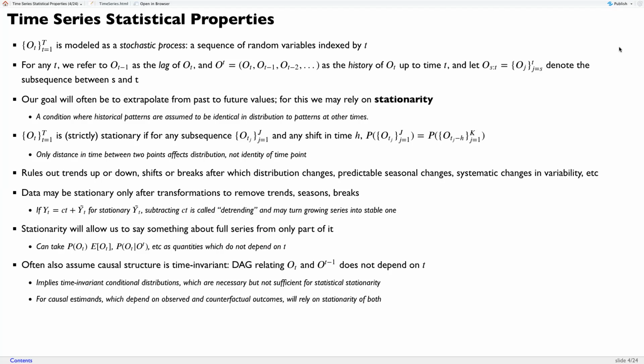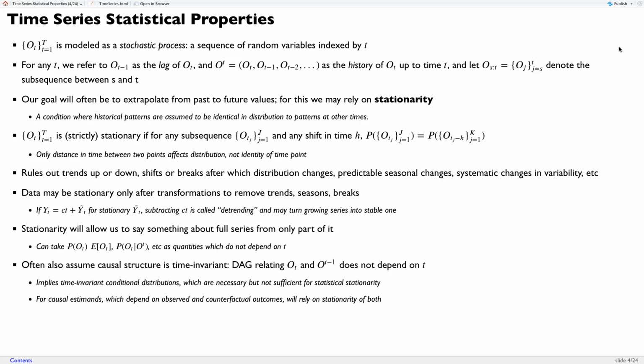So our time series of variables, O_t, from t equals 1 to capital T, is something that we're going to model as a stochastic process. This is a sequence of random variables indexed by t. So we can think about this as that these all live on the same probability space, and they have some joint distribution.